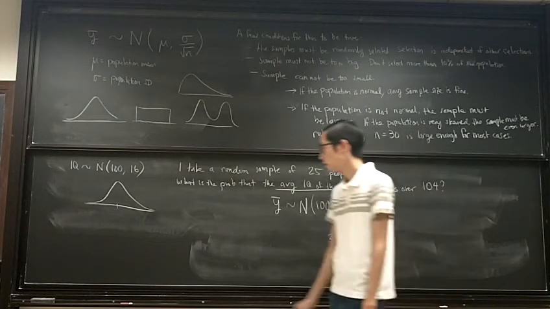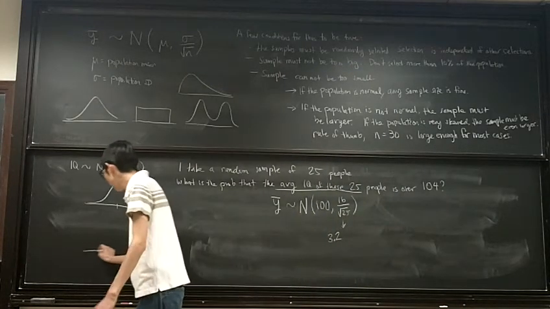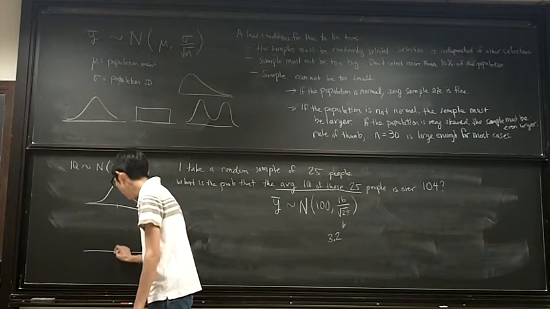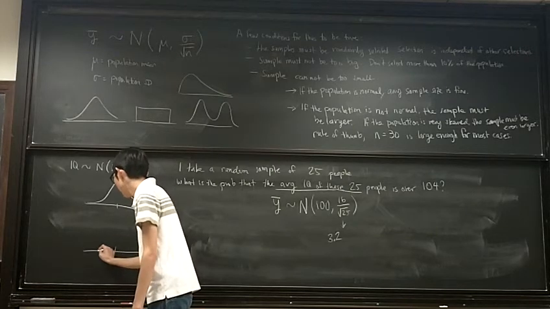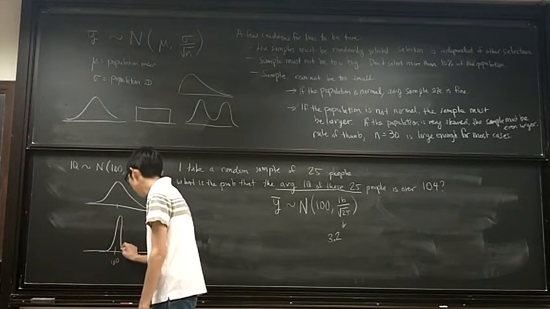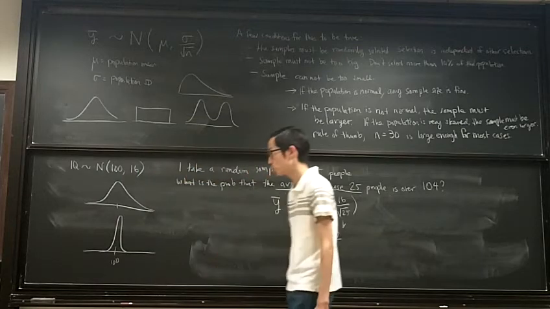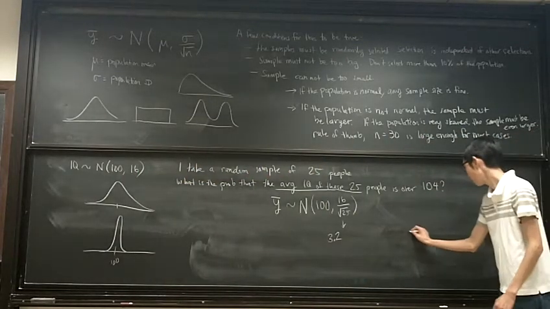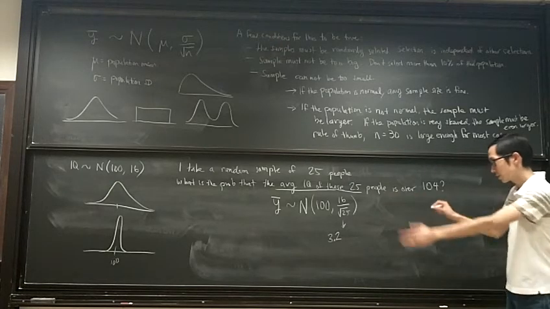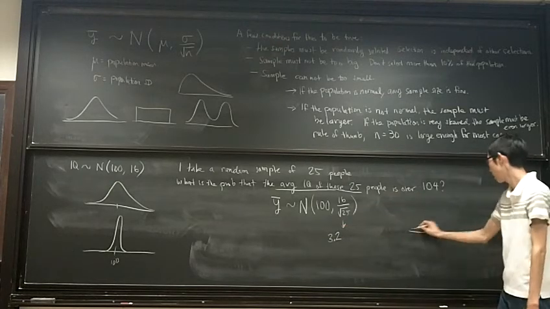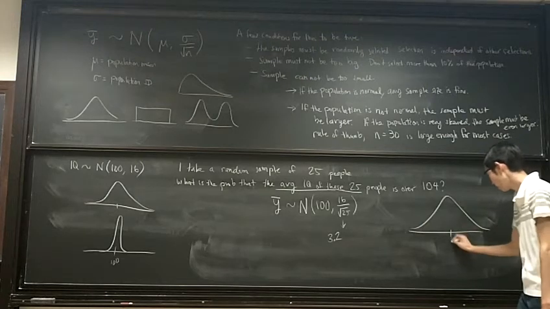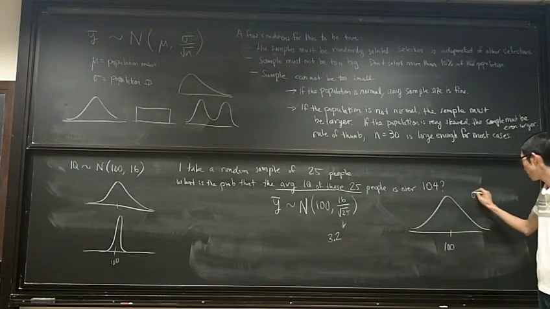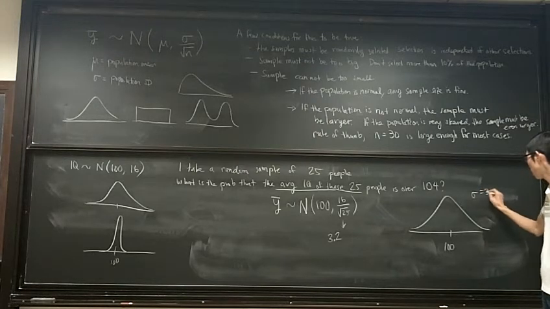Okay. So if I were to graph that comparatively, we would have the same mean at 100, but the standard deviation is now much more narrow, 3.2. So basically, let me just kind of zoom in on that one. I have a mean of 100. My standard deviation is 3.2.